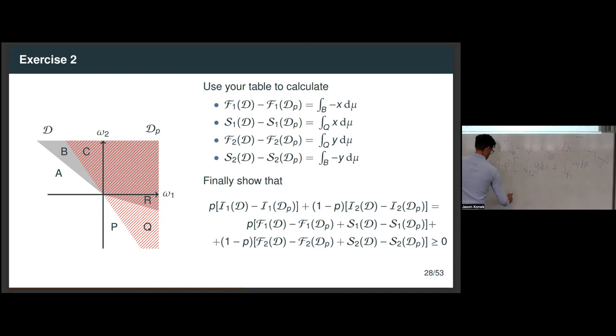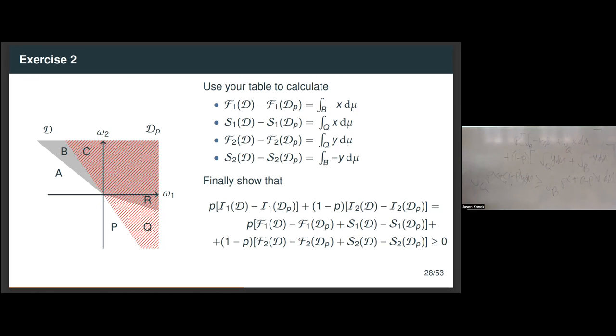Let me put the Q's over here. So I'm going to put the Q's on this side, and then I have Px plus... I'm not doing this right, am I? I want the P's on this side, sorry. So Px plus 1 minus P y d mu, and on this side, I'm integrating over the Q region, and I have Px plus 1 minus Py d mu.